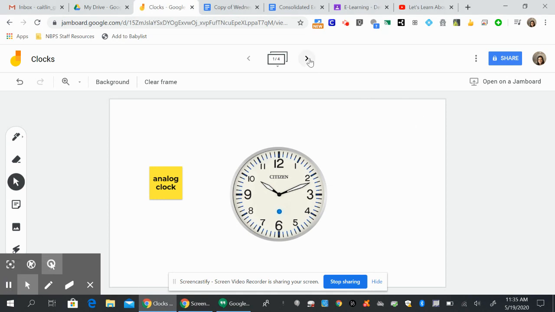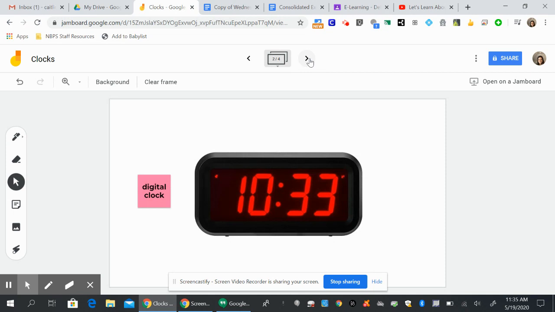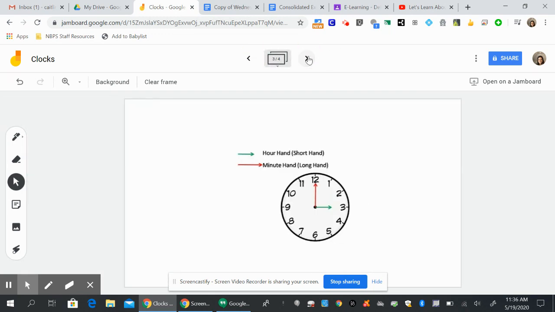There's also another clock that is easier to tell the time, and we call that a digital clock because it has the numbers. So this would say it was 10:33. So this one's easier to tell the time. The analog clock is a little bit more difficult.